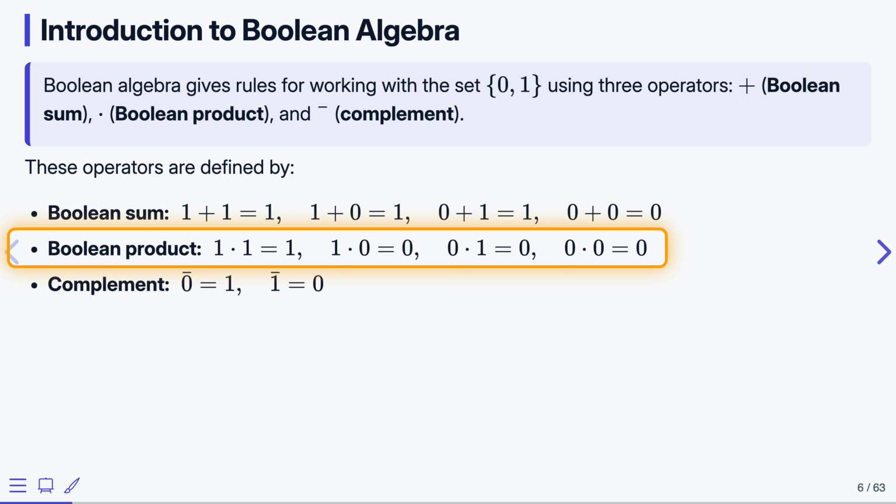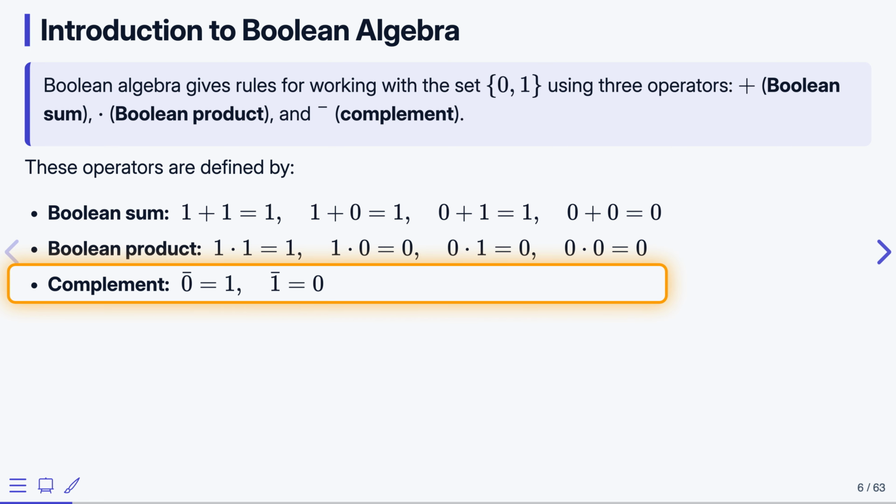The Boolean product uses a dot and it behaves like an AND. It gives 1 only when both parts are 1. Every other case gives 0. The complement is the bar written over a value. It just flips it. Bar of 0 is 1, and bar of 1 is 0. This is the same on and off logic we saw with true and false.